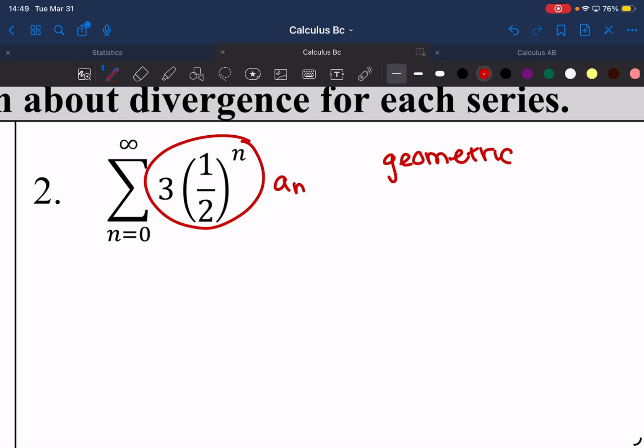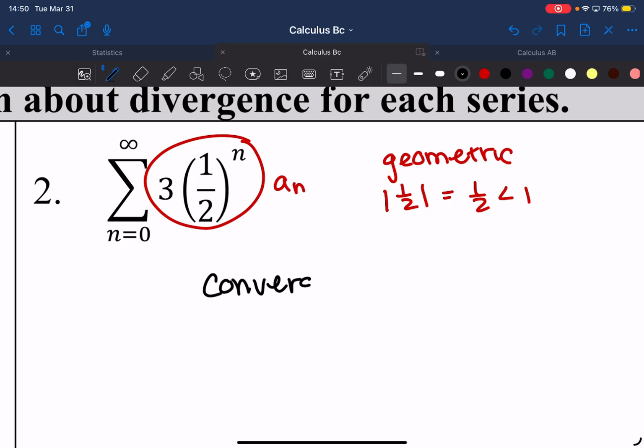Remember, in order to determine if it converges or diverges, you need to look at the common ratio. Our common ratio here is 1 over 2. So you're going to say the absolute value of 1 over 2, which is just 1/2, is less than 1. On the notes for geometric, we said if the common ratio is less than 1, then this series is going to converge. So it converges.